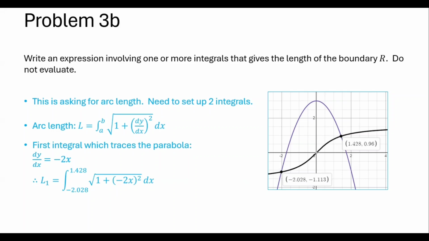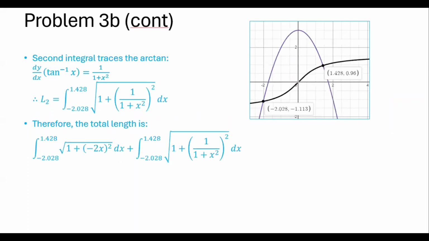And the second one, we just need to differentiate the arctangent. What's the derivative of arctangent? That's 1 over 1 plus x squared. Then we plug that into the formula. So the total length is the two integrals. This would be the answer that you box. I don't think you need to simplify this, but it's easy enough, 4x squared. And then I wouldn't bother simplifying this, to be honest.